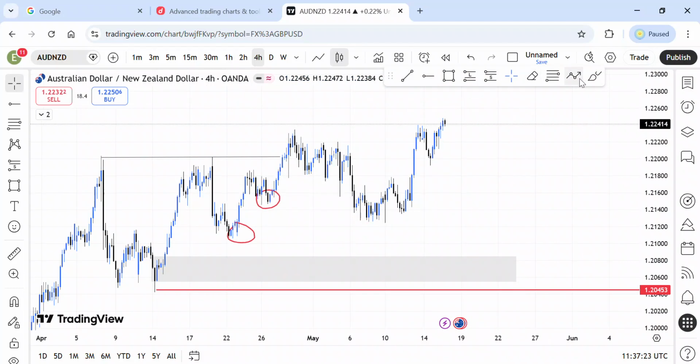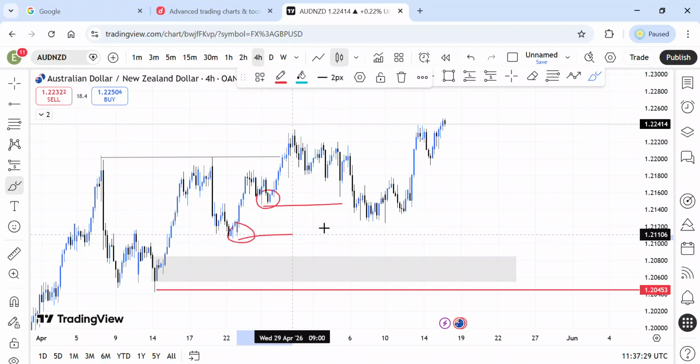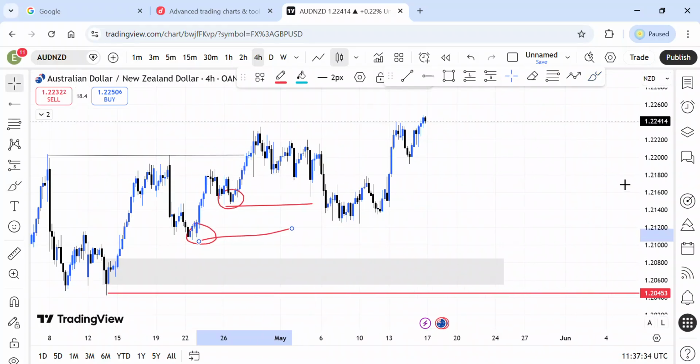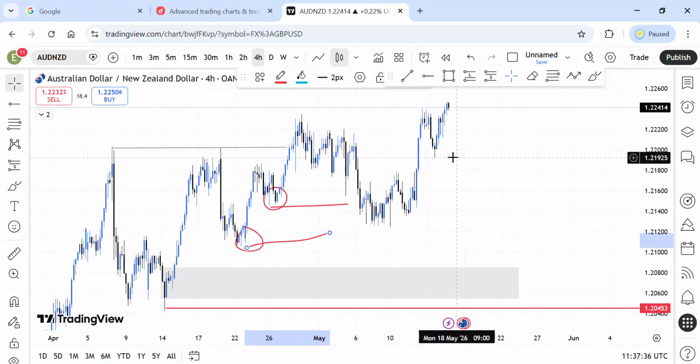Then I just wait for price to do what? To come and take out any of these liquidities. Alright, then if I see a confirmation entry, then I will just execute my trade.